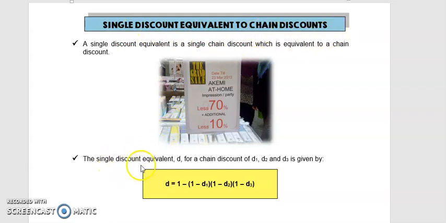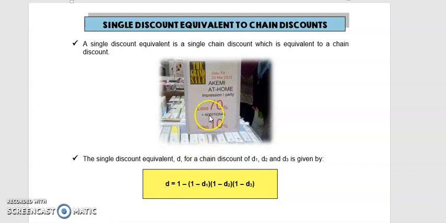Okay. So the single discount equivalent, single means 1. For a chain discount of D1, D2 and D3 and so forth, it's given by, D, single discount equivalent to chain discount. This part is chain discount. So D equal to 1 minus D1 multiplied by 1 minus D2 multiplied by 1 minus D3. So if you only have 2 discounts, you just stop at 1 minus D2. So 1 here refers to the original price. So original price is 100%.